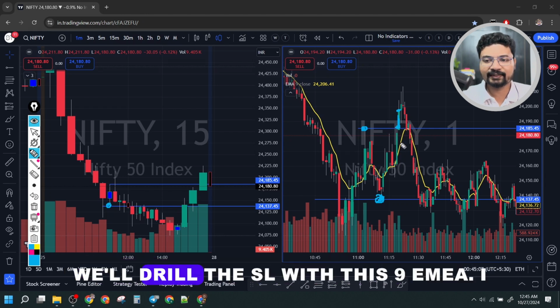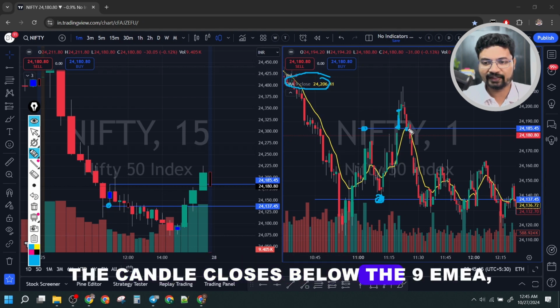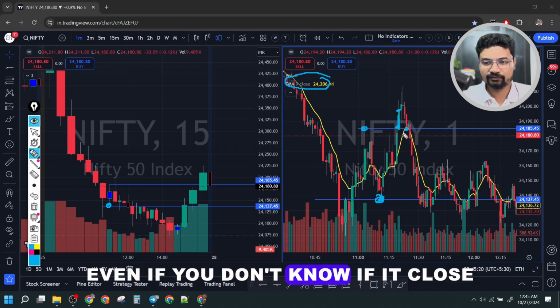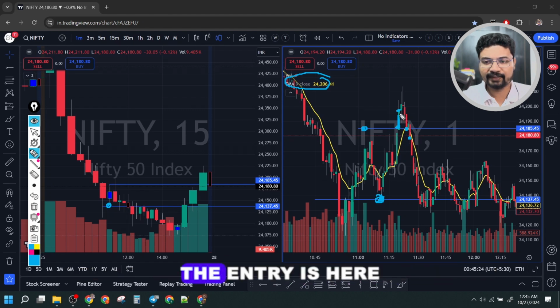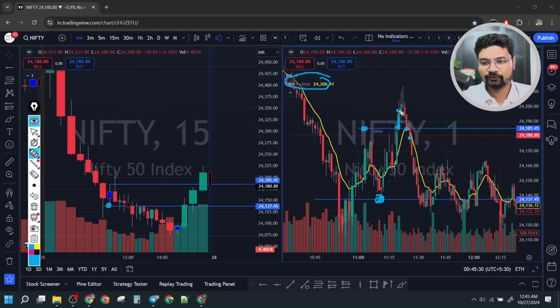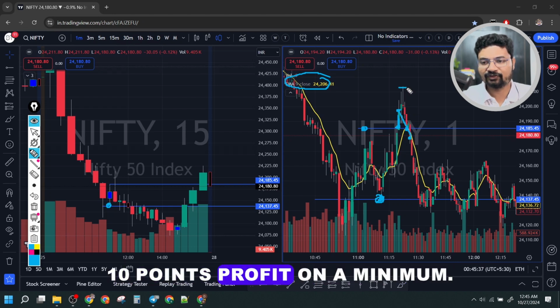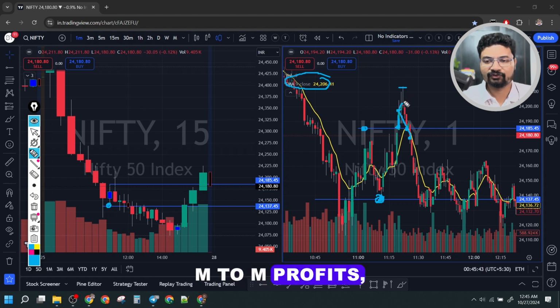We'll trail the SL with this 9 EMA. I added the 9 EMA as the yellow line. As soon as the candle closes below the 9 EMA, we are going to exit. Even if you don't know whether it closed below this or not, you should exit at this point. The entry is here and the SL is here. It is almost a 20 points SL, and it gave a minimum of 10 to 15 points profit, M2M profits.